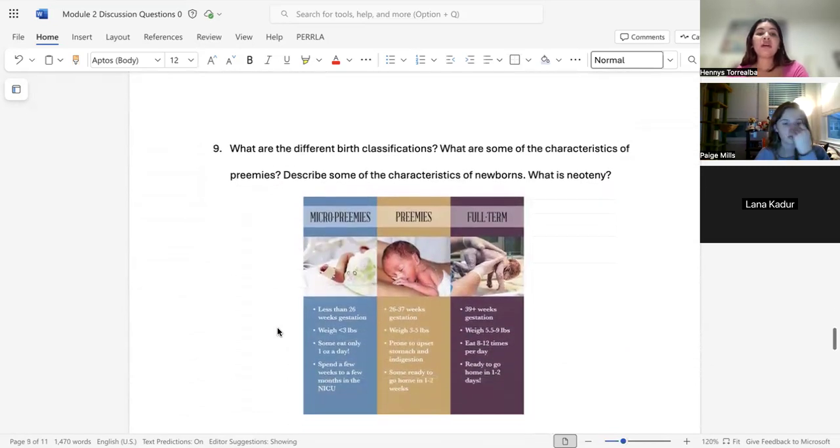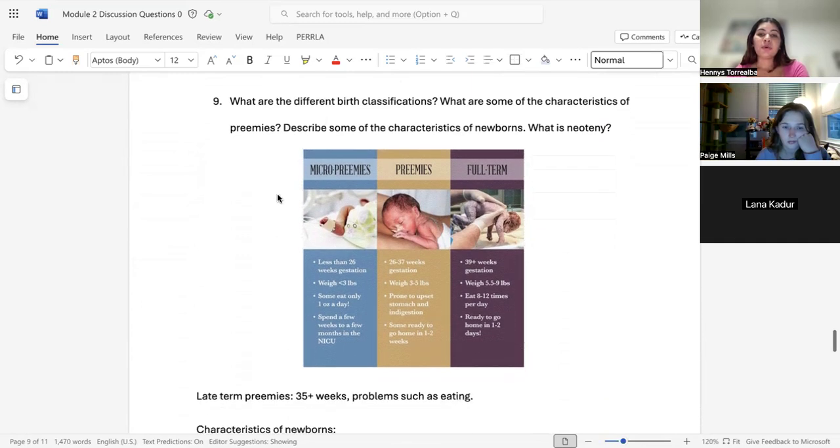Then we have different birth classifications. What are some of the characteristics of preemies? Describe some of the characteristics of newborns and what's neoteny. So we have micropreemies, which are less than 26 weeks of gestation. They weigh less than 3 pounds. Some of them eat only an ounce a day, and they spend a few weeks to a few months so they can get out of the NICU.